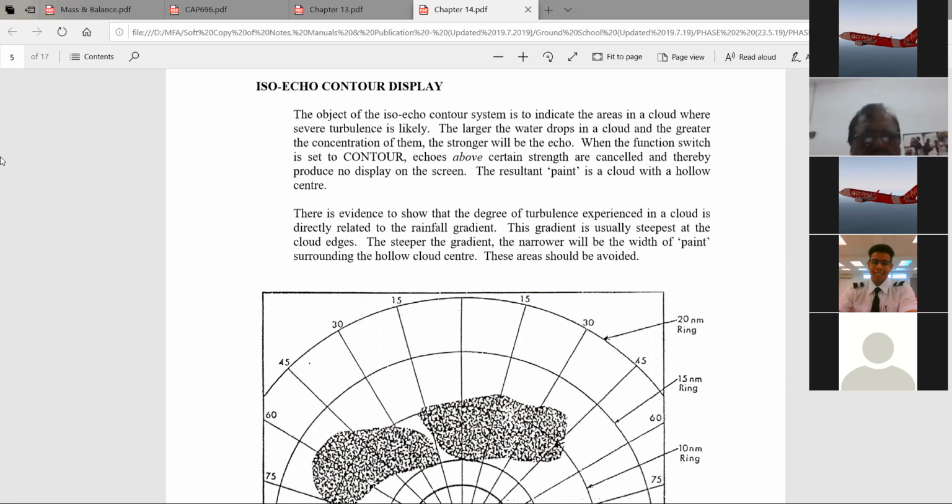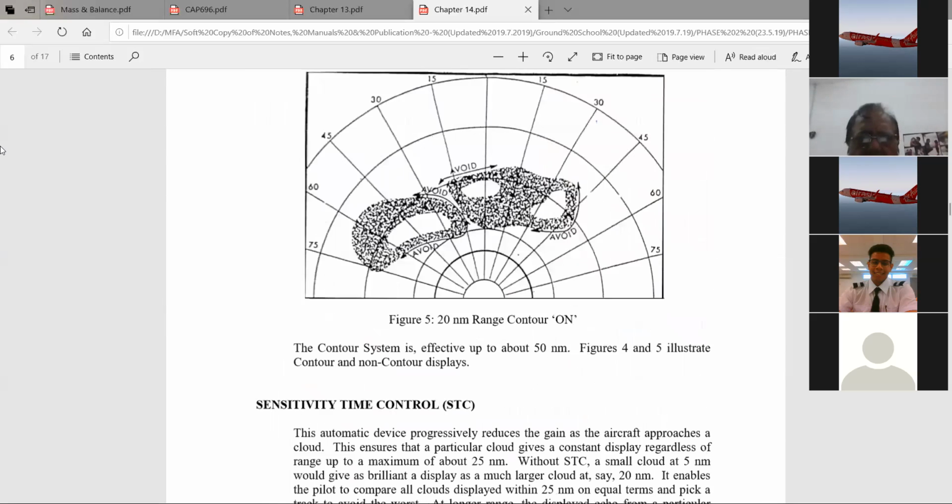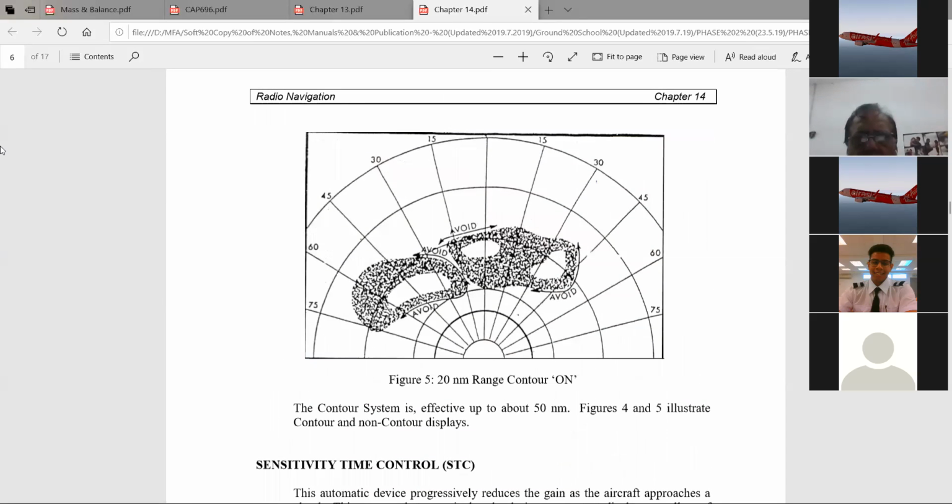If you have the ISO echo circuit display switched on and you're using the black and white radar, the strong returns coming back are nullified at the receiver itself. Can you show me the next display, please? Move forward, yeah. Now the picture painted will be something like this.